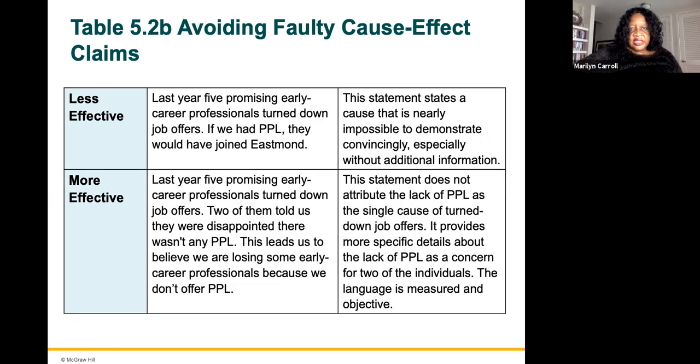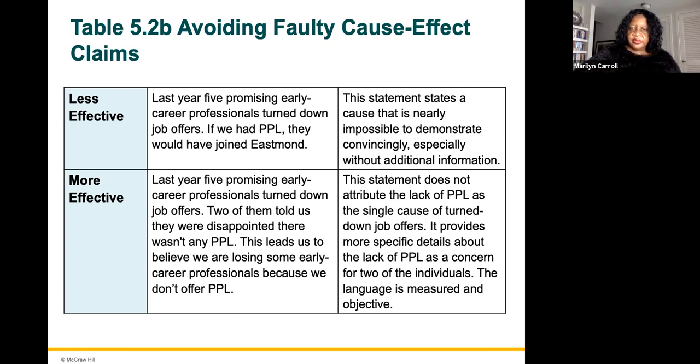Less effective: "Last year, 5 promising early career professionals turned down job offers. If we had PPL, they would have joined Eastman." This statement states a cause that is nearly impossible to demonstrate convincingly, especially without additional data. Now, a better way of putting this would be: "Last year, promising early career professionals turned down job offers. 2 of them told us they were disappointed there wasn't any PPL. This leads us to believe we are losing some early career professionals because we don't offer PPL."